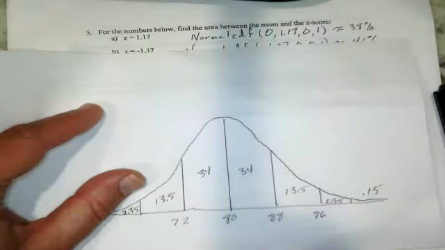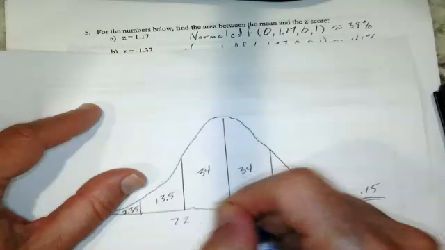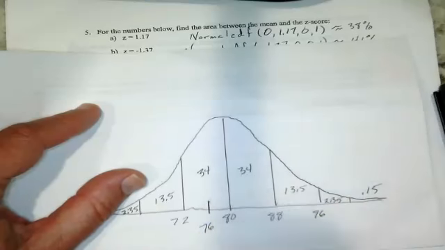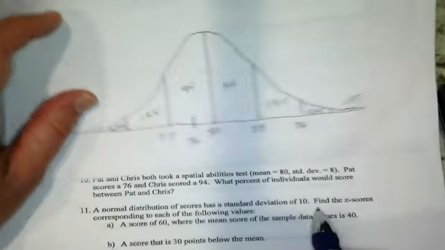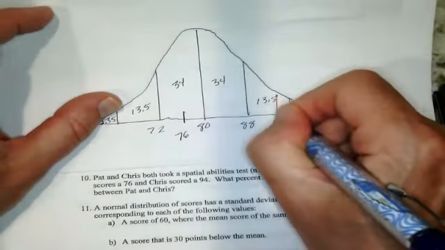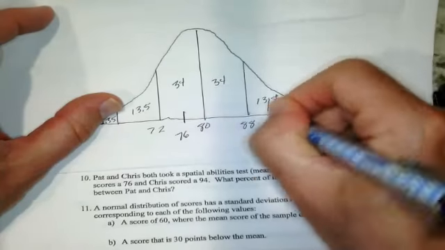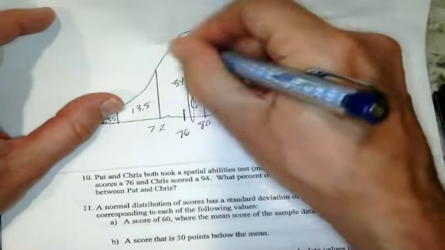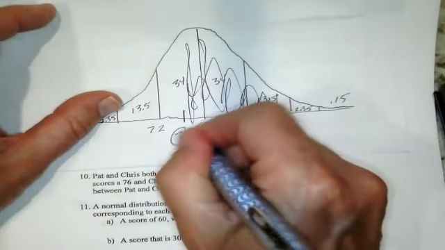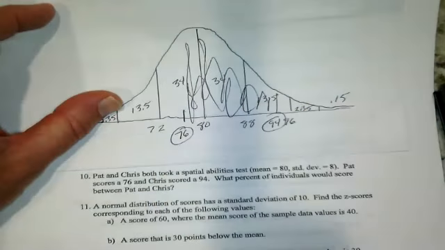So Pat scored a 76. So Pat's score is going to be right about here. And then, sorry, let me slide the paper up a little bit. And then Chris scored a 94. Good job, Chris. So they're wondering what percent of the graph is between these two. What percent scored in there? So here's my lower, here's my upper.